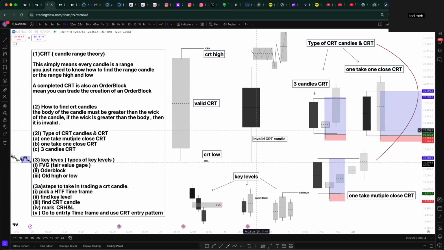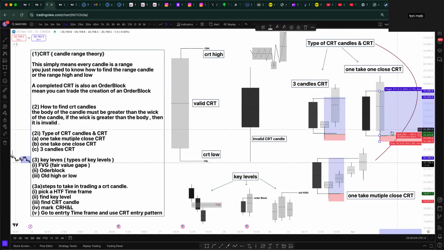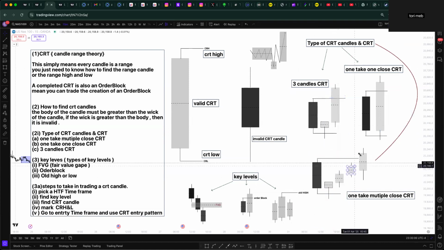So this is a power of three, that we all know about, or if you don't know about it, I'll also talk about it on later videos when I'm explaining more in depth on CRT. For now, if you're confused, don't worry. In the next videos you'll get to understand because I'll start going in depth on everything I've spoken about one by one. So we're done with the types of CRT and CRT candles.